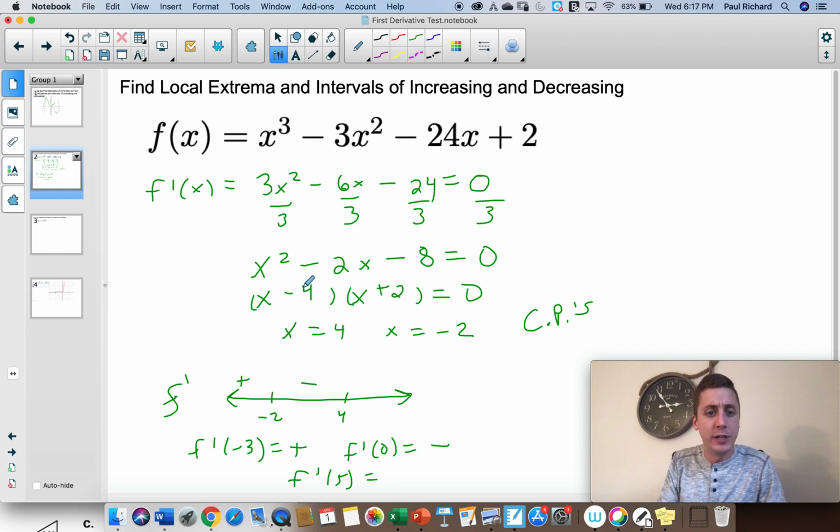If I plug in 5 here, I get a positive. If I plug in 5 here, I get a positive. We all know that a positive times a positive is a positive. Good job. Okay, I have my signs.